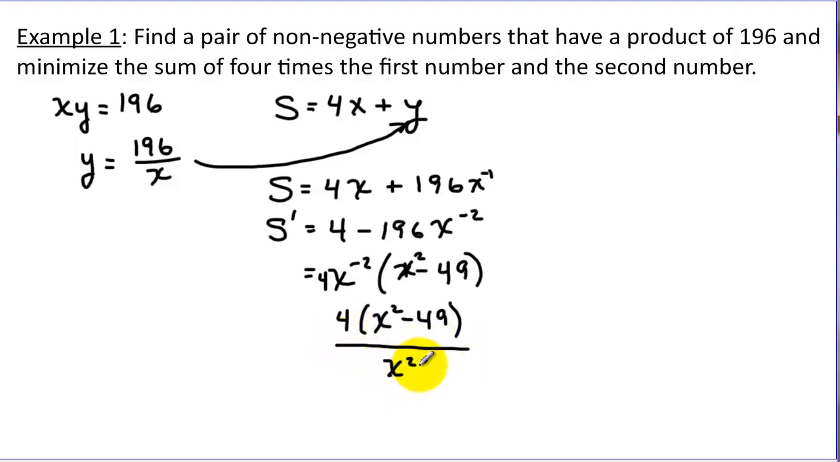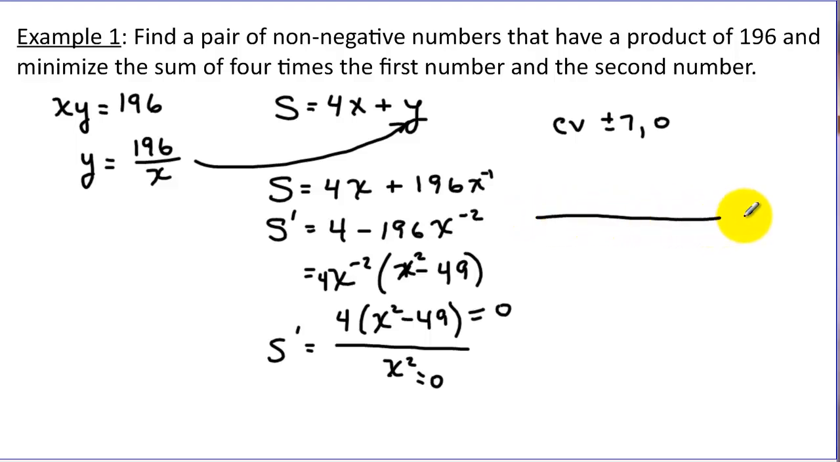And now we can find our critical values. Now this is our S prime. So we want to find values that make it equal to 0, which will mean setting the numerator equal to 0, and values that make it undefined, which would mean setting the denominator equal to 0. So our critical values are plus and minus 7 and 0. Now we really can throw away 0 and negative 7 because in our problem we want to have non-negative numbers.